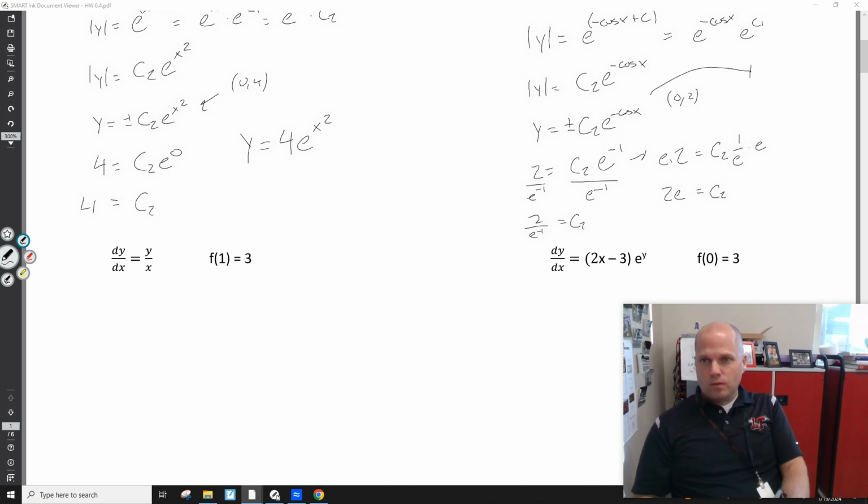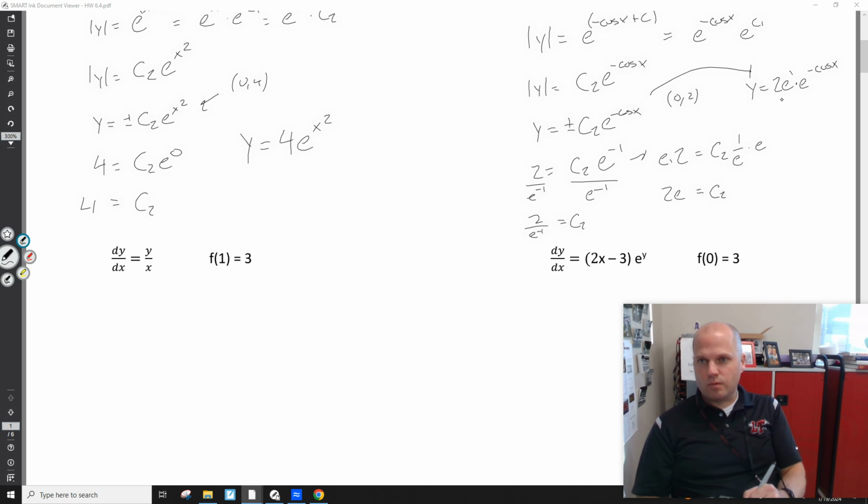Finish off by combining your c and your y equals equation. Y equals, whatever you want, whichever one you had, 2e times e to the negative cos x.